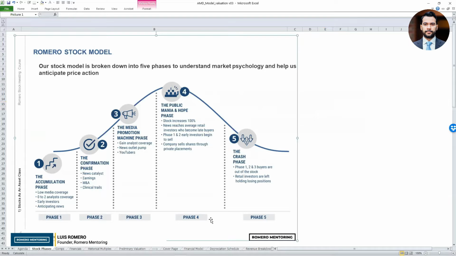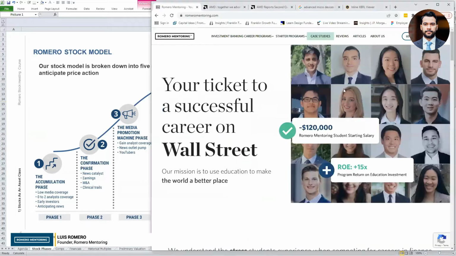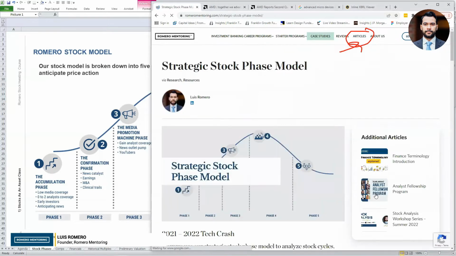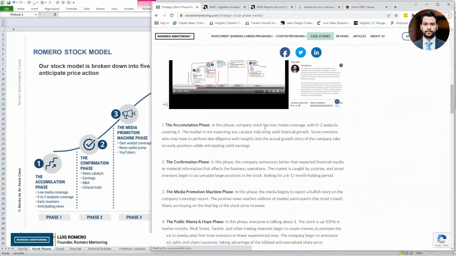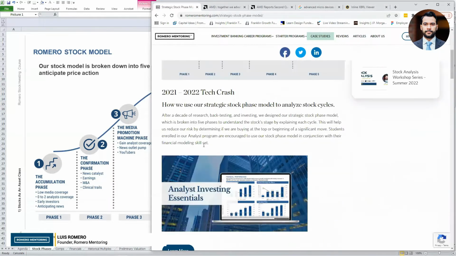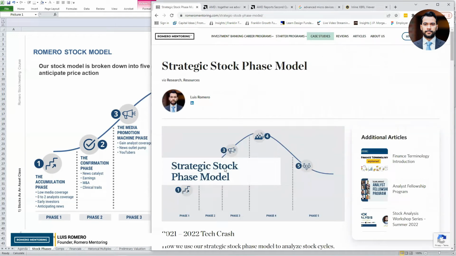You can find and read more information on our stock face model by simply going to our website, okay? And you'll see on the menu header where we have labeled articles right here, right? If I click on articles and scroll down, you're going to see our stock face model. So I strongly recommend that you come here and read a little bit more about the psychology of our stock face model so that you can better understand sentiment and what's really happening with the overall market.